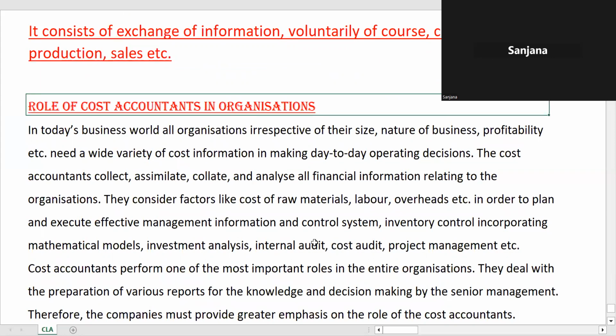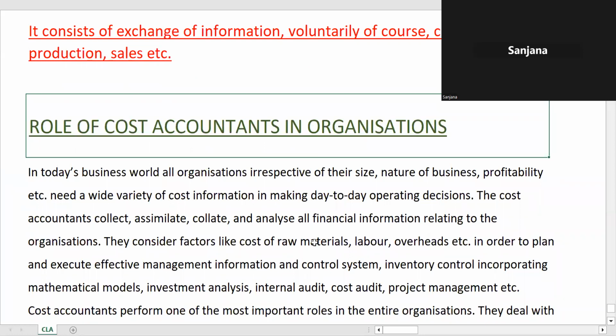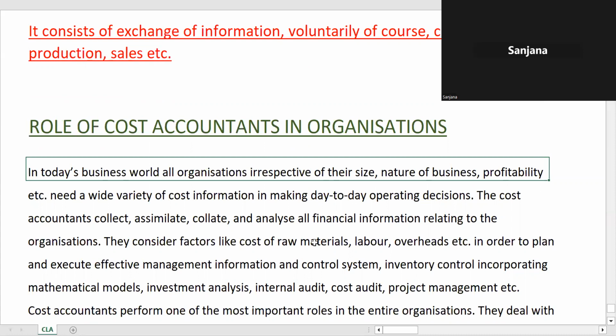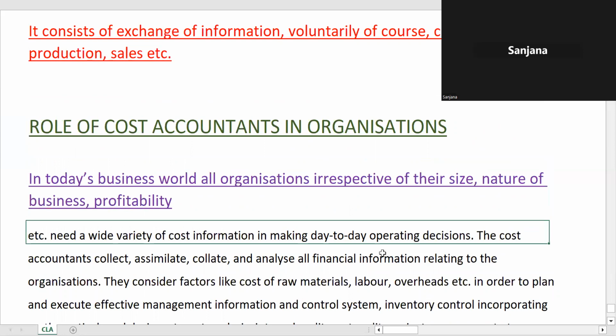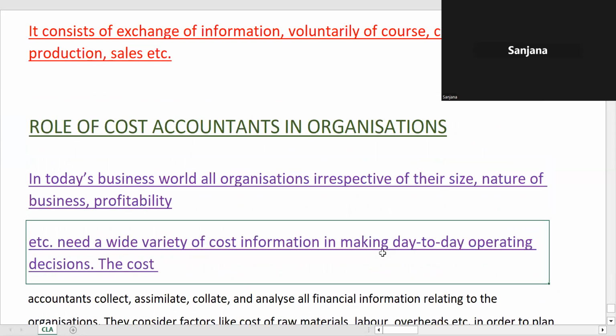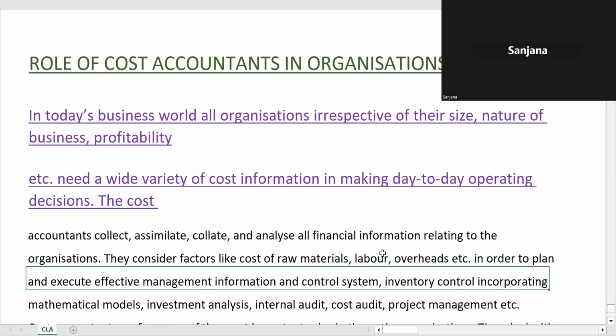Now, the role of cost accountants in organizations. This is one separate question which can be asked, which has been asked also. So again, you have to write this in a general way. All organizations need a variety of cost information nowadays, because we have got different types of organizations, and they need cost information.